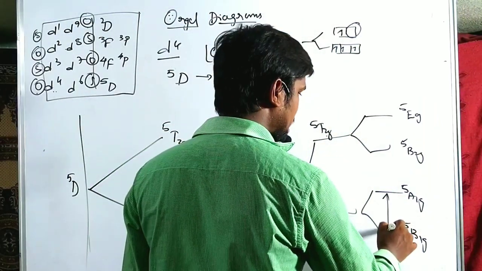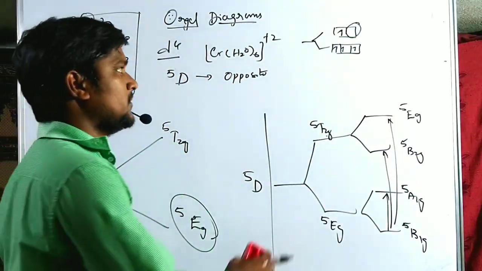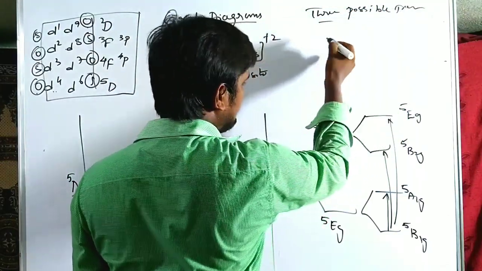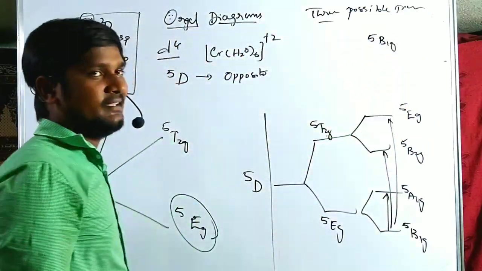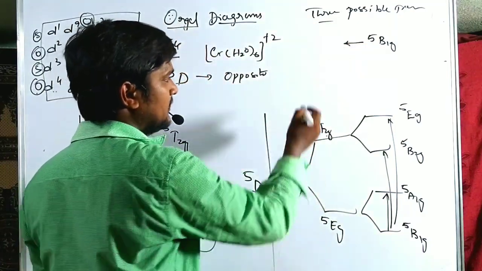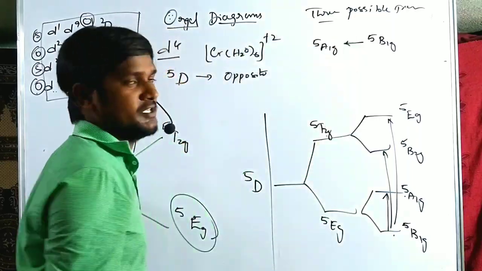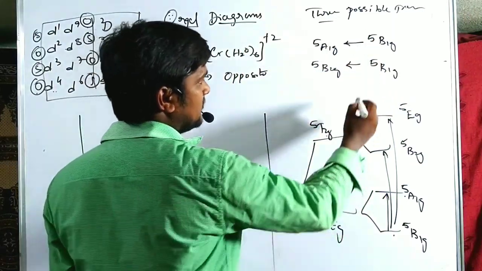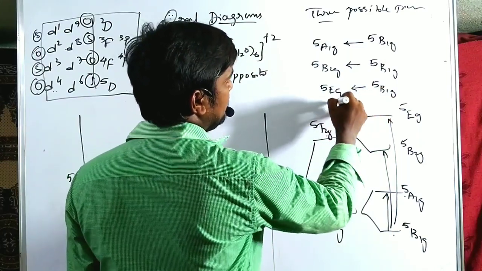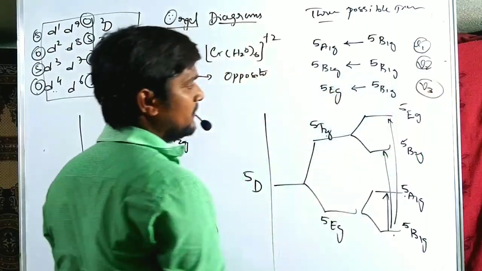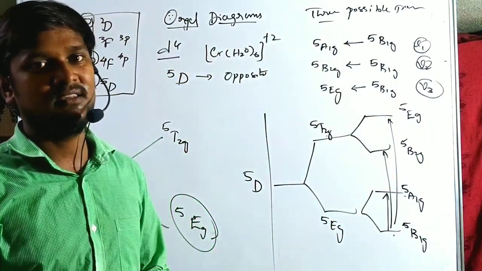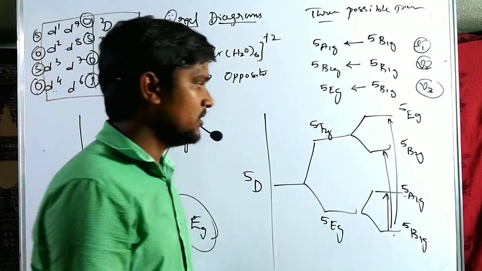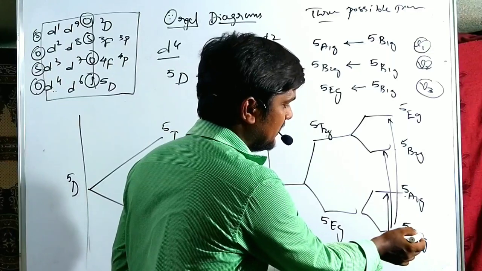Now here we observed three possible transitions. The representation is like this: write the ground term symbol on the right side, draw an arrow towards the left side, then write the higher energy level 5A1g. This is the representation of a transition. The next transition is 5B1g to 5B2g. The third transition is 5B1g to 5Eg. Here the three terms are nu1, nu2, nu3. These three terms have similar energy, that's why it shows poor dynamic Jahn-Teller distortion. Now here it is shown 5B1g to 5B2g, again 5B1g to 5Eg.